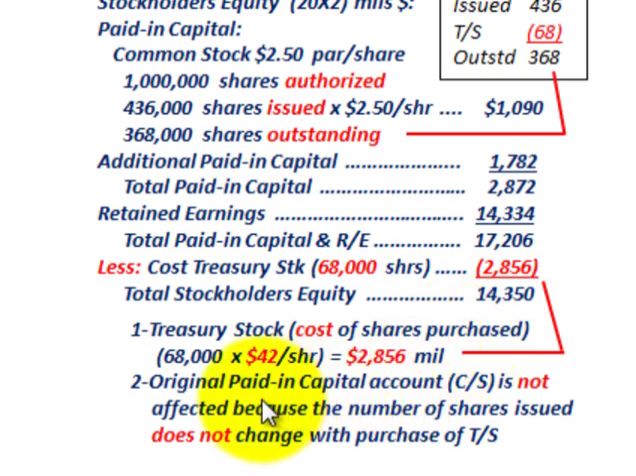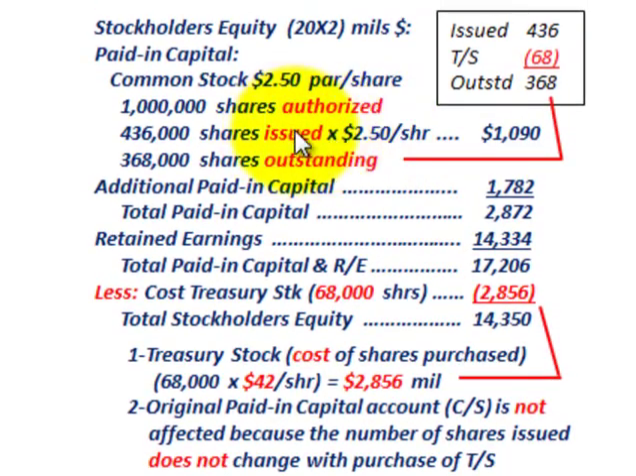Then the other point we want to make is with the common stock. The original paid-in capital account on common stock is not affected, because the number of shares issued does not change with the purchase of treasury stock. We can go back and look at that again. Note the number of shares issued was 436,000. That doesn't change for the par amount in our common stock, even though the company bought back 68,000, and there are 368,000 shares net outstanding.